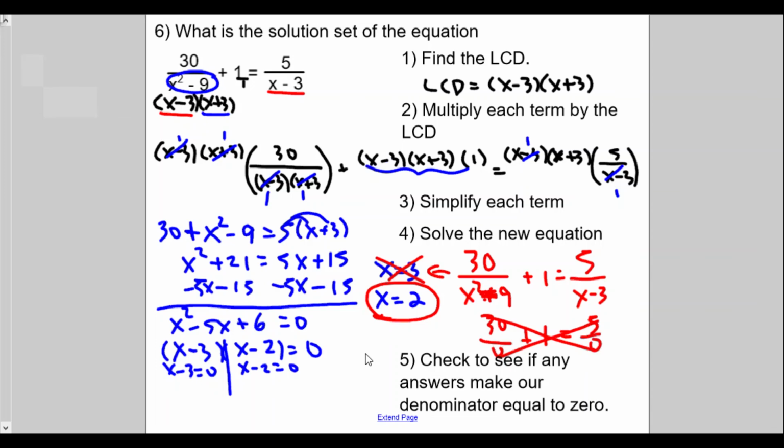So again, I apologize for the error I made, and hopefully the correction still makes sense, but the concept is still the same. We're going to find the common denominator, multiply each term by the LCD, simplify each term, solve the equation, and check to see if any answers make our denominator equal 0. If they do, they have to be rejected. So the only answer that works out for this question is going to be 2.